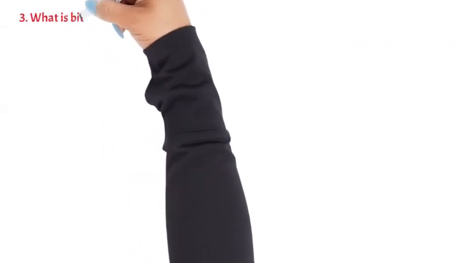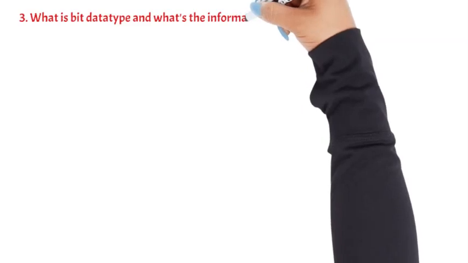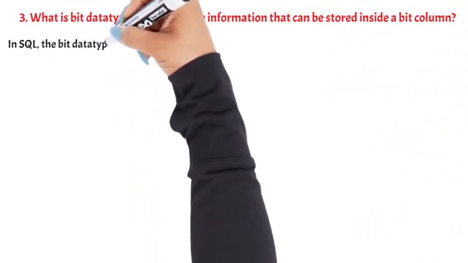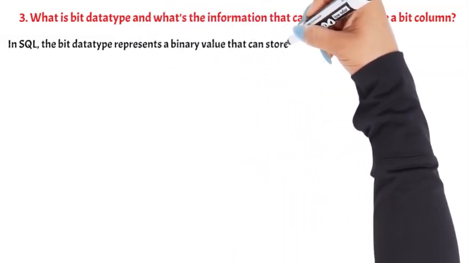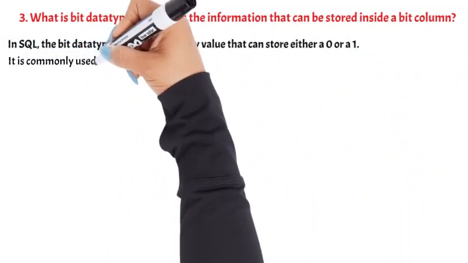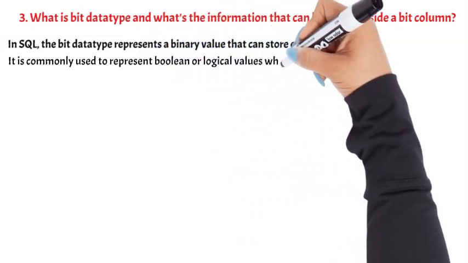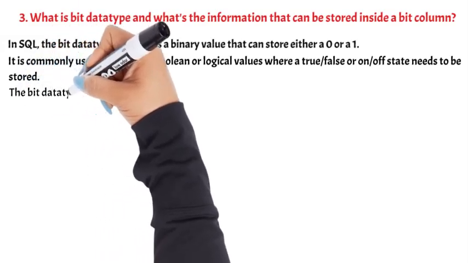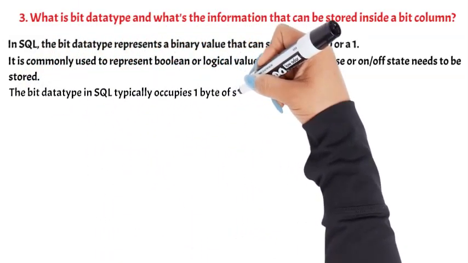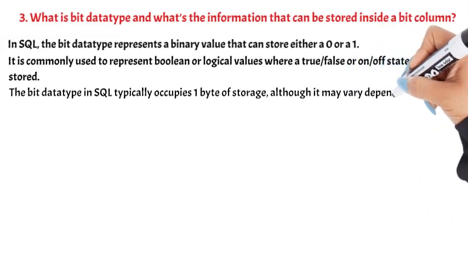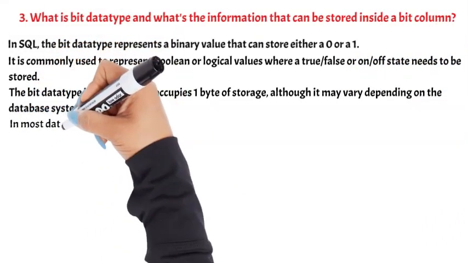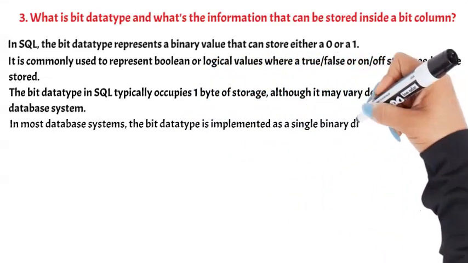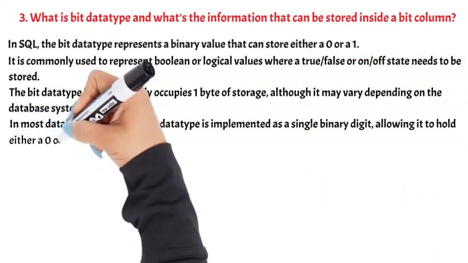3. What is bit data type and what's the information that can be stored inside a bit column? In SQL, the bit data type represents a binary value that can store either a 0 or a 1. It is commonly used to represent Boolean or logical values where a true/false or on/off state needs to be stored. The bit data type in SQL typically occupies 1 byte of storage, although it may vary depending on the database system. In most database systems, the bit data type is implemented as a single binary digit, allowing it to hold either a 0 or a 1.